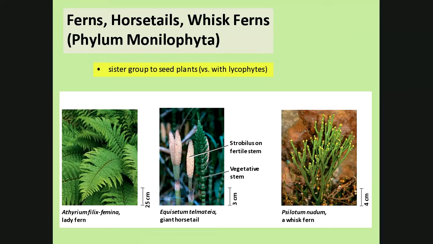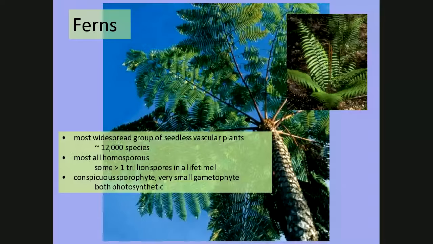Lady ferns, horsetails, which you looked at in the lab, and then a whisk fern. Whisk ferns, I think, probably get their name from the fact they look kind of like a whisk broom. Up at the top of the whisk fern, in the yellow, these are the sporangia. Oh gosh, there's all kinds of ferns, over 12,000 species. Ferns are probably the most widespread of the seedless vascular plants. They can grow relatively tall. This is an Australian tree fern. I had one of those in my backyard until it got so big I finally had to cut it down.